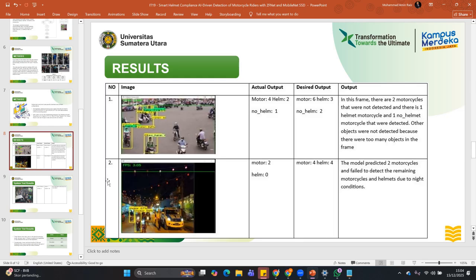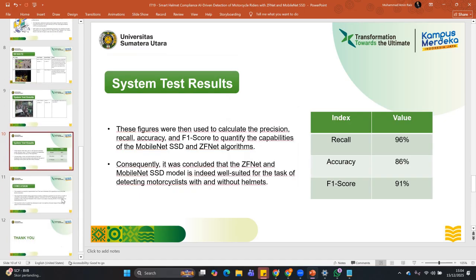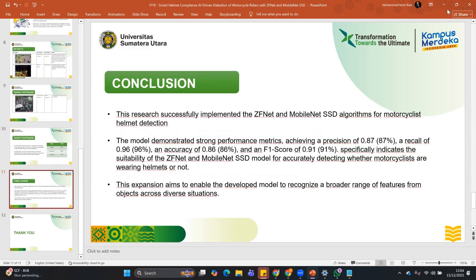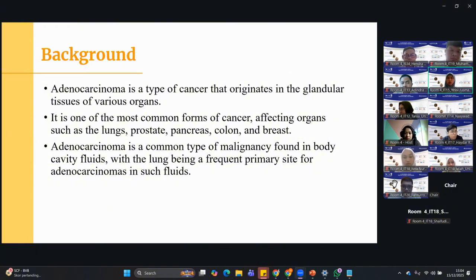Today, I would like to present our research titled Deep Learning Classification of Benign and Malignant Cells in Pleural and Peritoneal Fluid Histology Smears. To begin with the background, adenocarcinoma is one of the most common types of cancer. This cancer originates from glandular epithelial tissue and can arise in several organs like lung, prostate, pancreas, colon, and breast. In clinical practice, body cavity fluids such as pleural and peritoneal fluid are often used to detect malignancies, particularly when identifying adenocarcinoma.